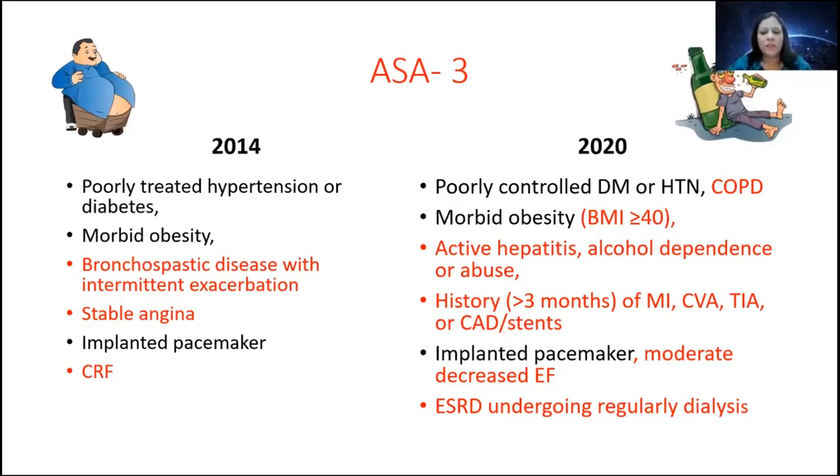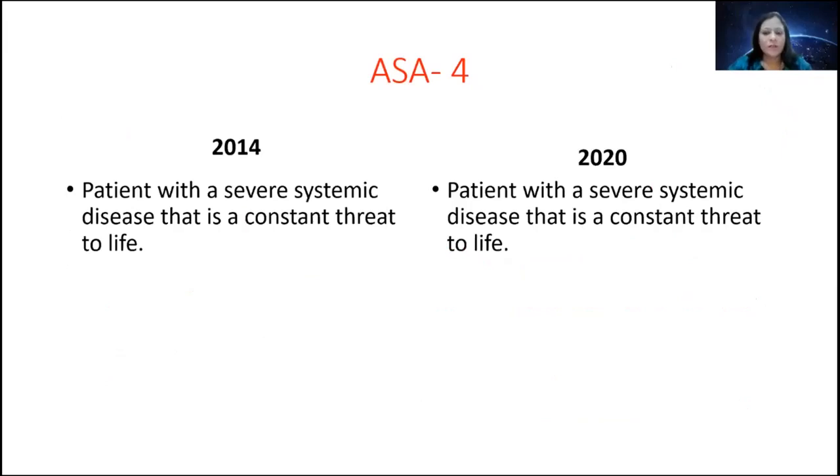BMI greater than 40 has been added. In CVS, they have added history of CVA, TIA or CAD or stenting and moderate decreased ejection fraction as ASA3. Also, regular dialysis has been added. In both the years, in both the categories, ASA4 is a patient with systemic disease that is a constant threat to life.